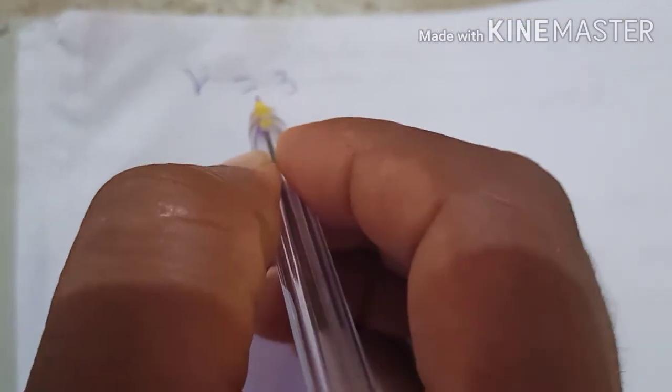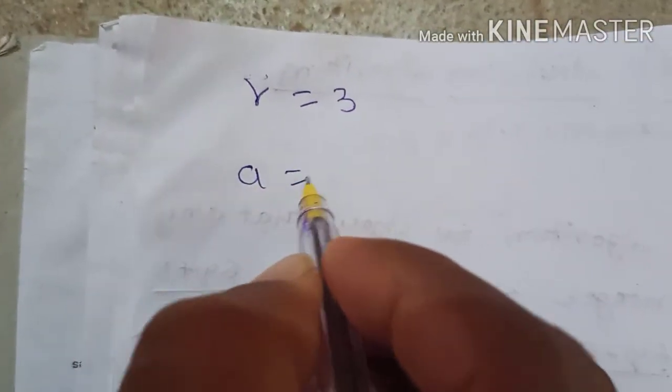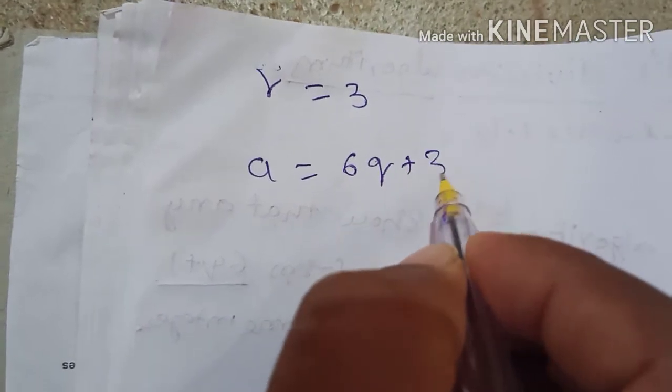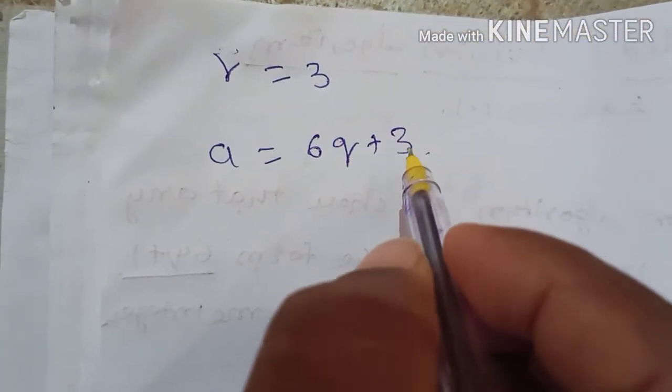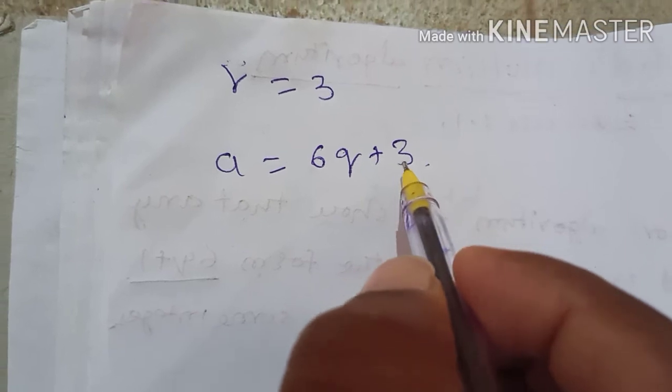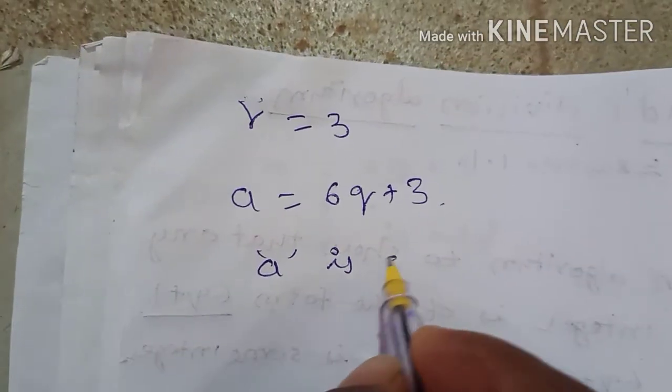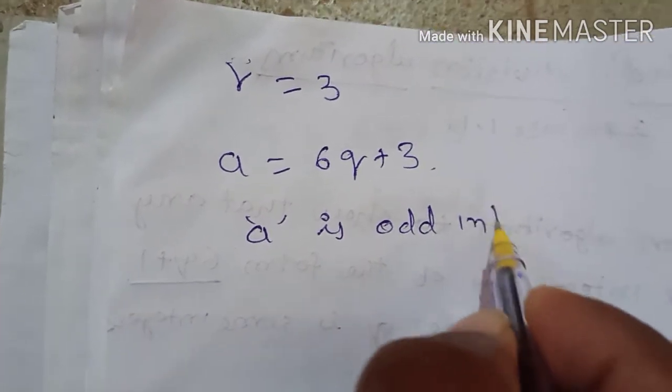Now r is equal to 3. Then a is equal to 6q plus 3. The remainder is 3. It is also odd. So a is an odd integer.